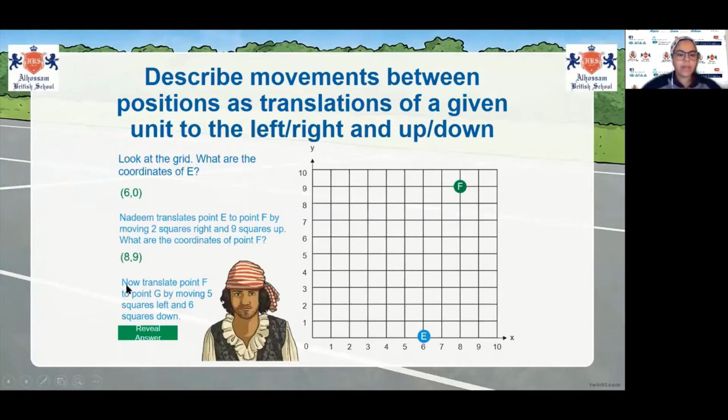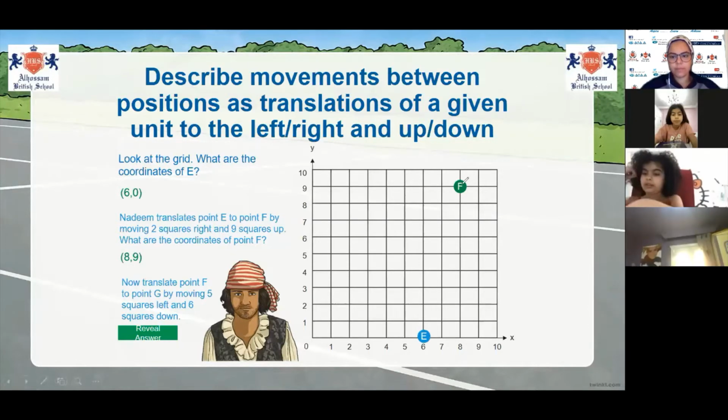Sure. Okay, now he wants to translate point F to point G by moving 5 squares left and 6 squares down. Okay? 5 squares left and then 6 squares down. Let's move it together. Yalla, count with me. How many to the left?